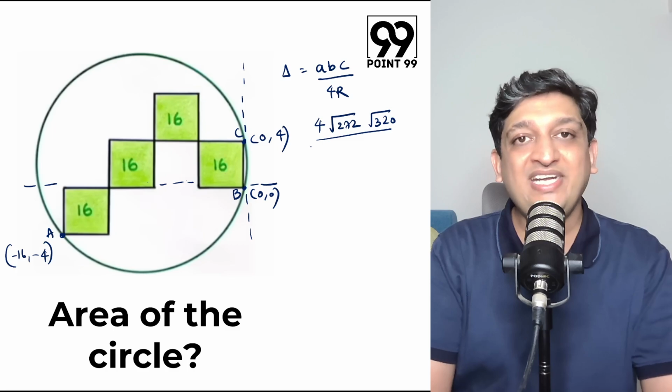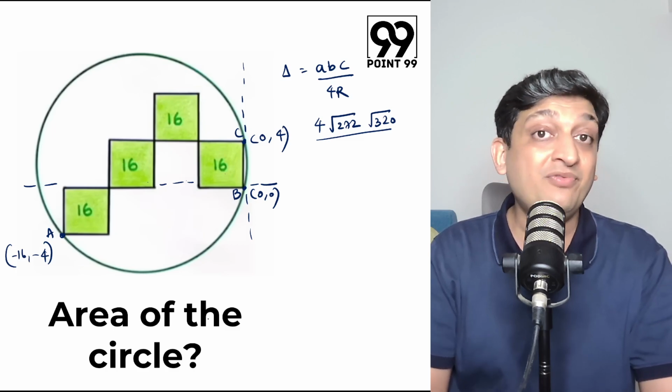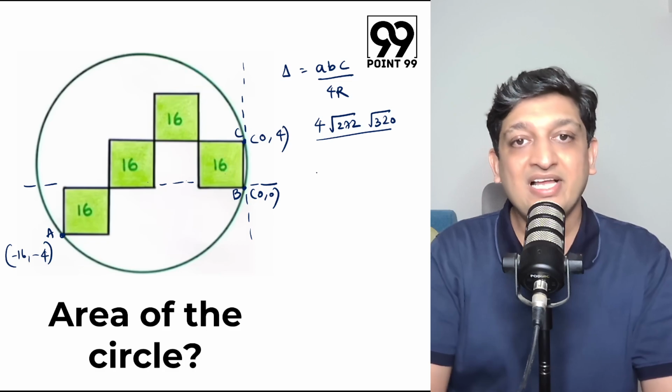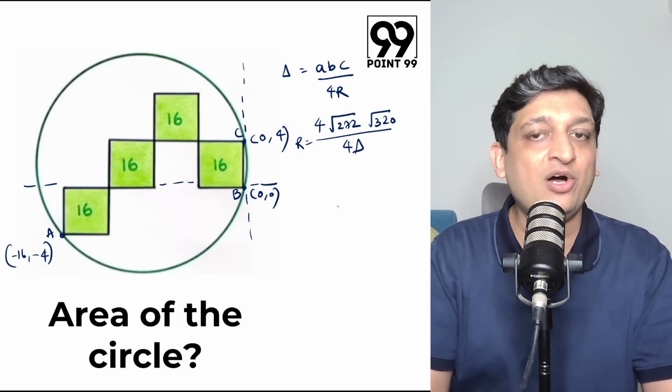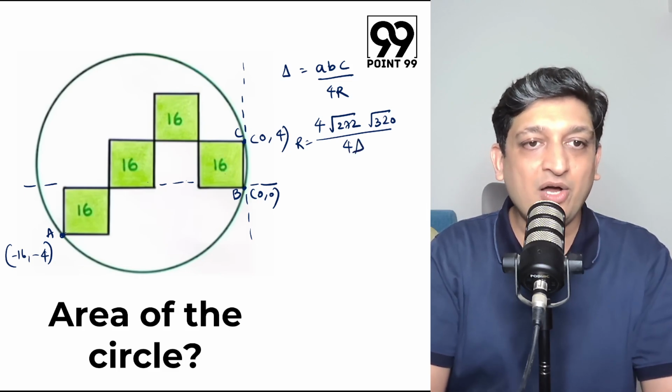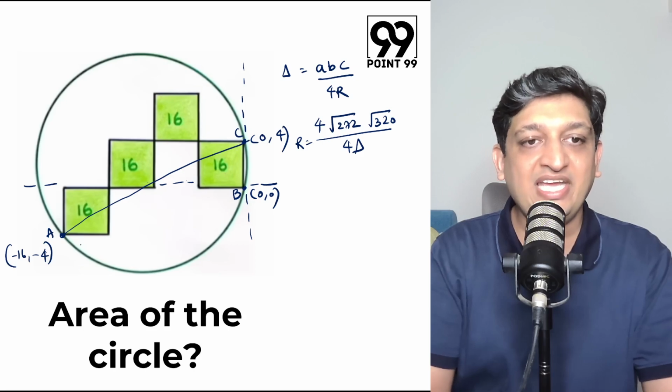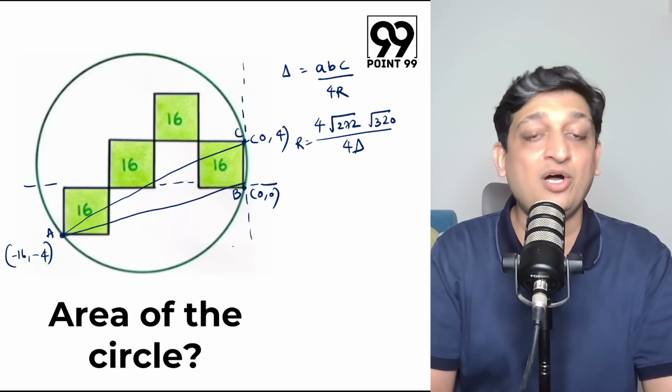We are supposed to find the circumradius, because we will want to find the area of the circle. So we will just say R equals this divided by 4 times the area of the triangle. Now what is the area of this triangle that we have? If I join A, C and B, what is the area of this triangle?